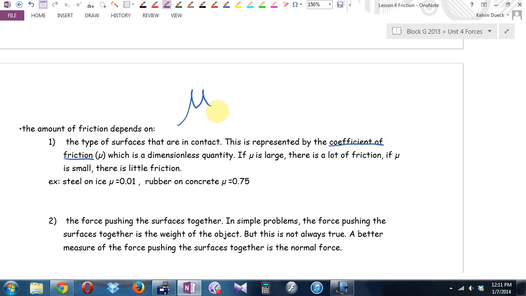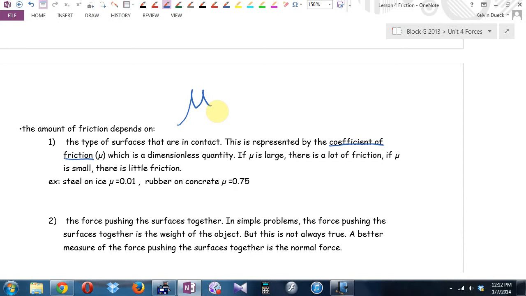We've been using symbols, mostly English letters. This is the first time that we've run out of letters. We're having to pull out a Greek letter. What does it stand for? All it is, is a decimal. And the bigger the decimal, the stickier the objects are in relation to each other. The more friction force there's going to be. The smaller the decimal, the slipperier, the slicker the objects are in relation to each other.